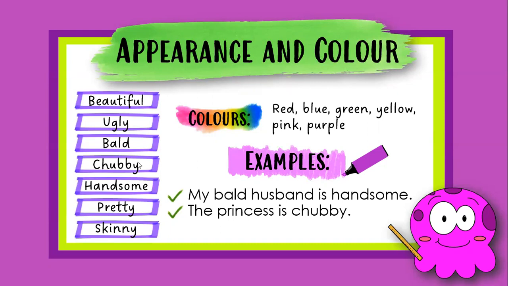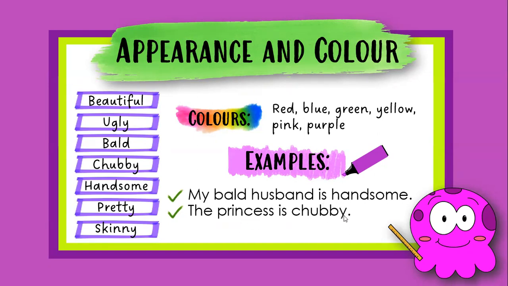And of course, colors, any color you can think of: red, blue, green, yellow, pink, purple, gray, brown, and any shade in between, they are all adjectives if they are describing a noun. Some examples using words for appearance and color can be: my bald husband is handsome. So there are two adjectives in this sentence: bald, describing the husband, and handsome, also describing the husband.